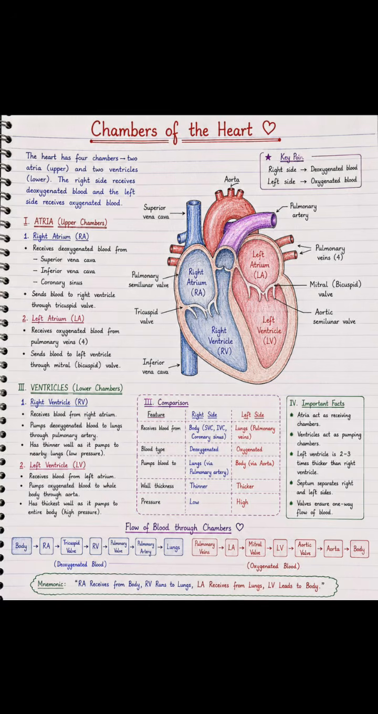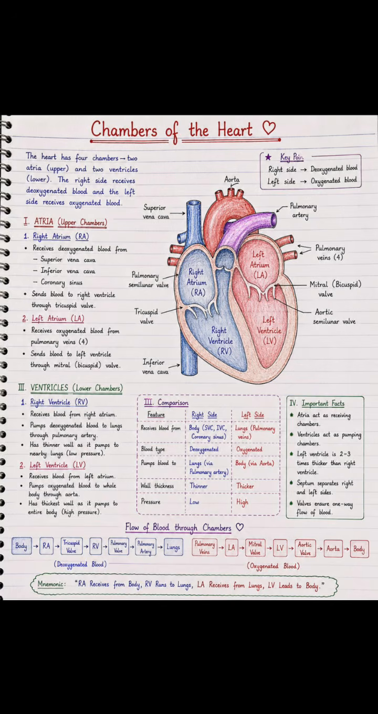Now let's understand the flow of blood through the chambers. Starting from the body, deoxygenated blood goes to the right atrium, then through the tricuspid valve to the right ventricle. From the right ventricle, it passes through the pulmonary valve into the pulmonary artery, and then goes to the lungs.